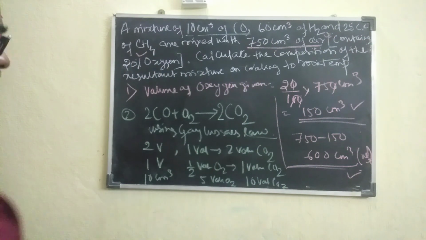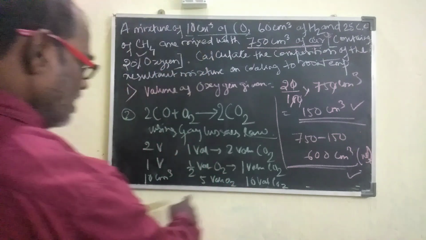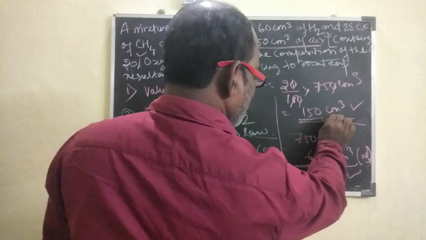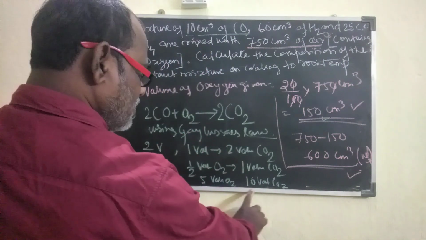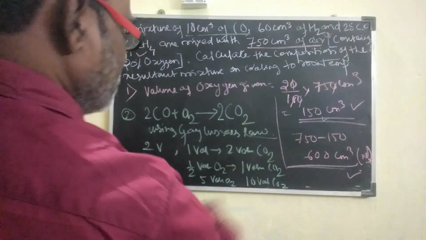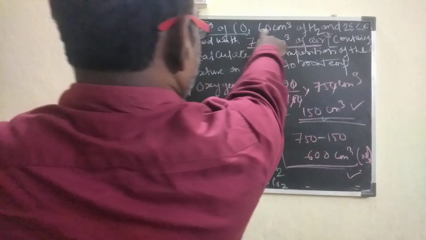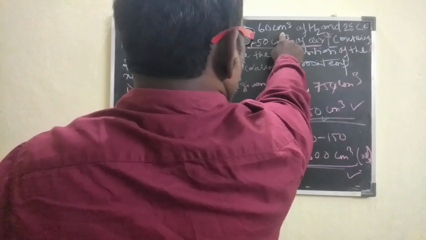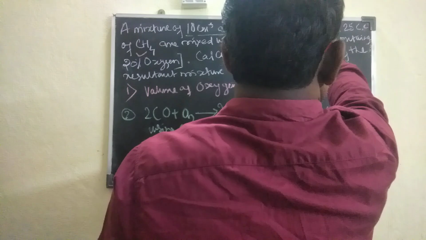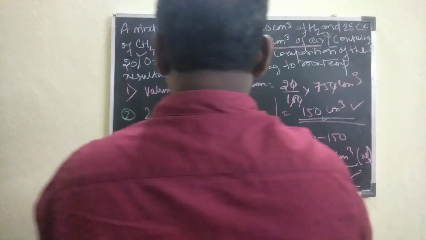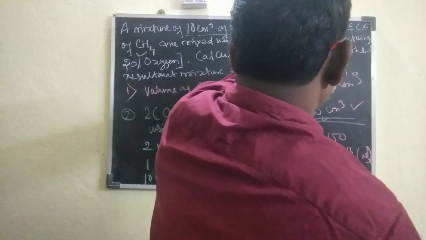So this is our second answer. Here 5 volumes of oxygen have been used, and to produce 10 volume of carbon dioxide. Now let us go with the third step. What is given here? 60 centimeter cube of hydrogen that is ignited with oxygen. So you will find out this now.